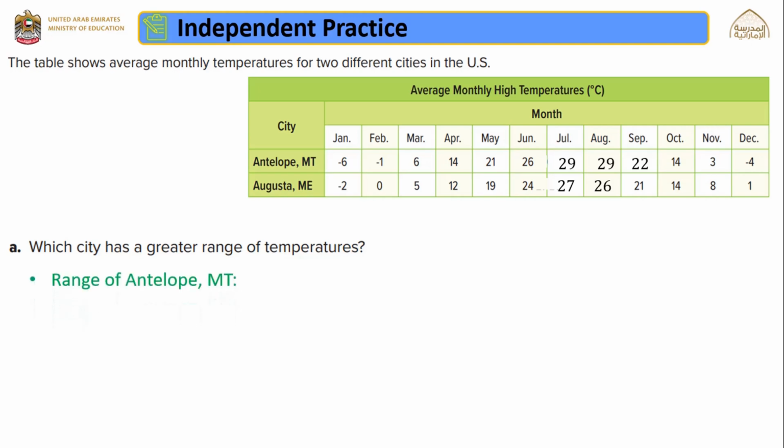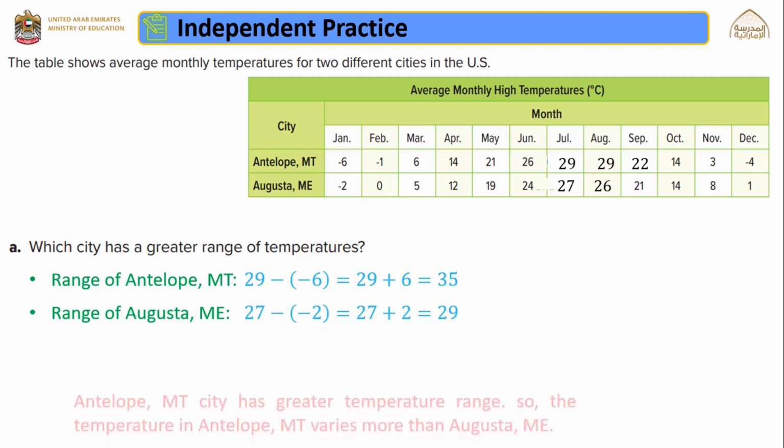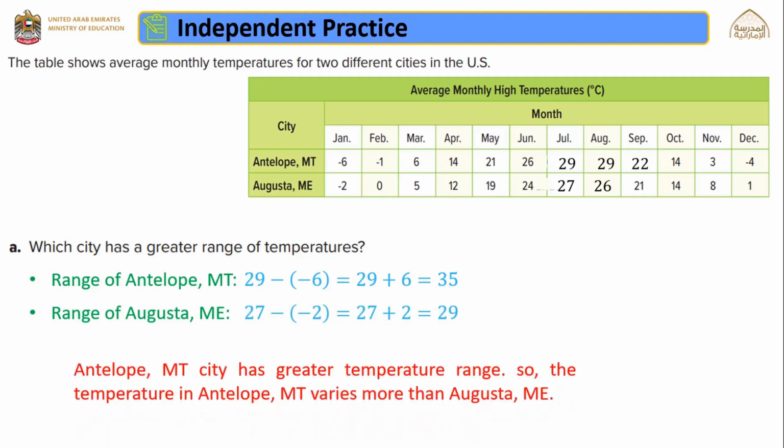So the range of Antelope, Montana is 29 minus negative 6, which is 35. The range of Augusta, Maine is the highest value, 27, minus the smallest value, so it's 29. Antelope, Montana has the greater temperature range, so the temperature in Antelope, Montana varies more than Augusta, Maine.